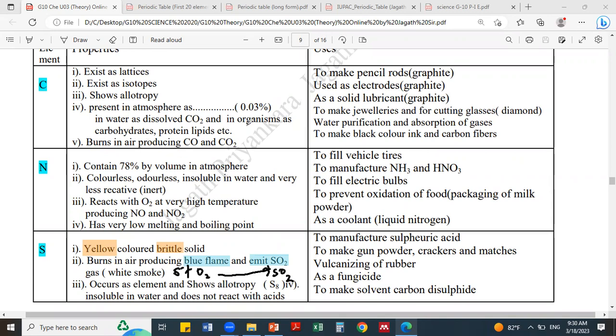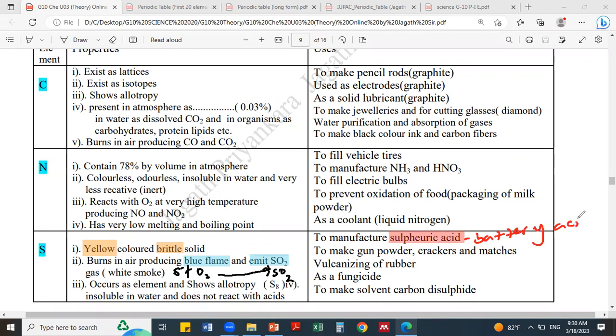Right. Then what are the advantages, the uses? You know, sulfuric acid. What is sulfuric acid? Battery acid. Sulfuric acid means what? Any battery contains it. So car battery, motorcycle battery, sulfuric acid. We can write here: battery acid.